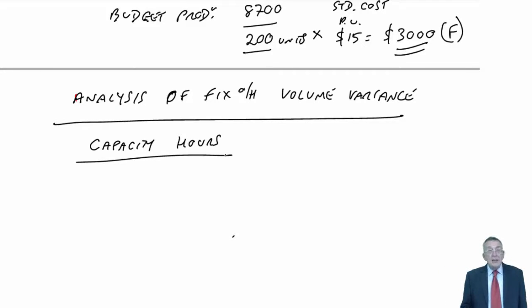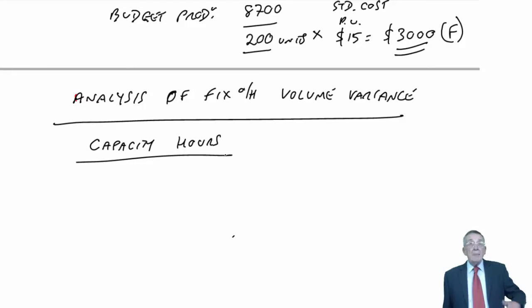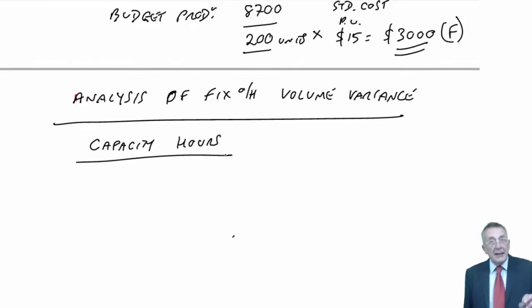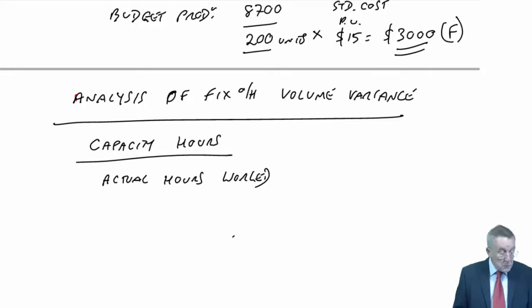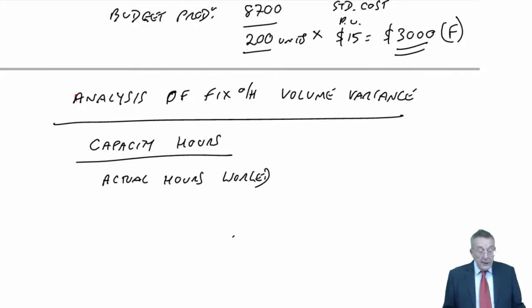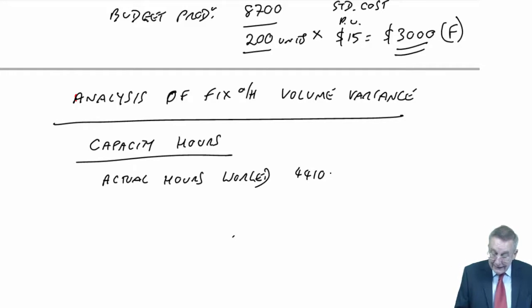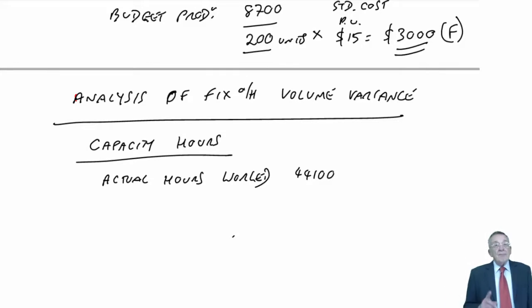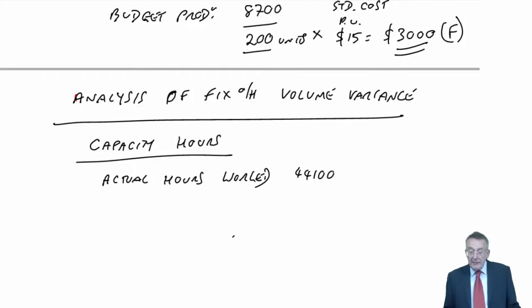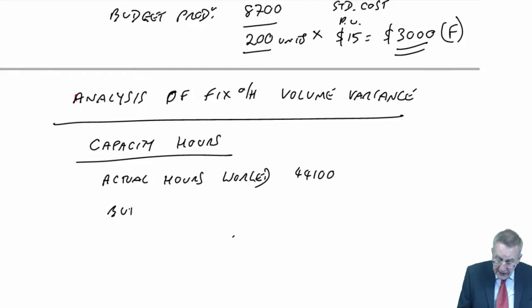And for capacity, here we're looking to see, did we get more working hours than we expected or not? So how many working hours did we get? Well, the actual working hours were 44,100. How many hours did we expect to be available? What were the budgeted working hours?